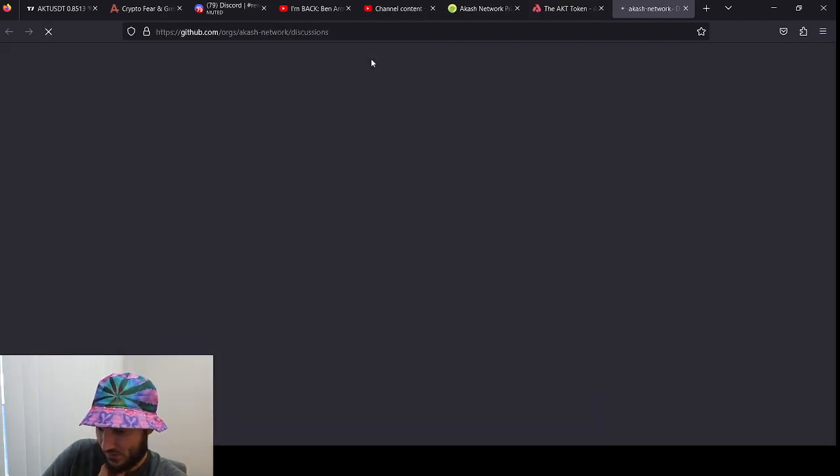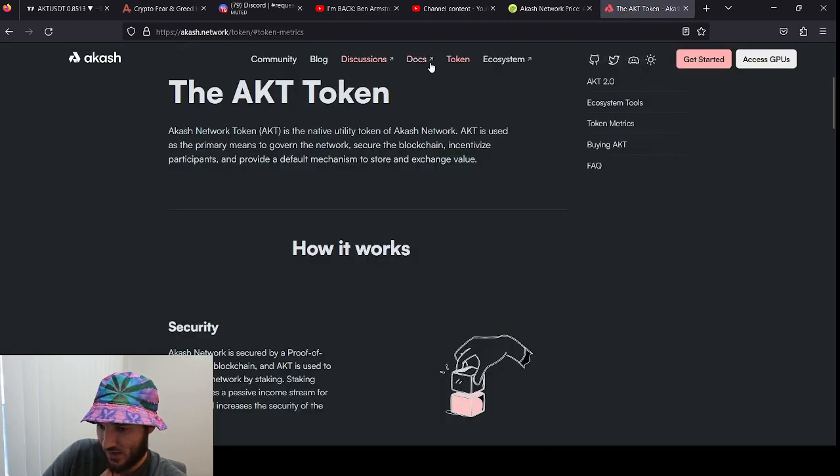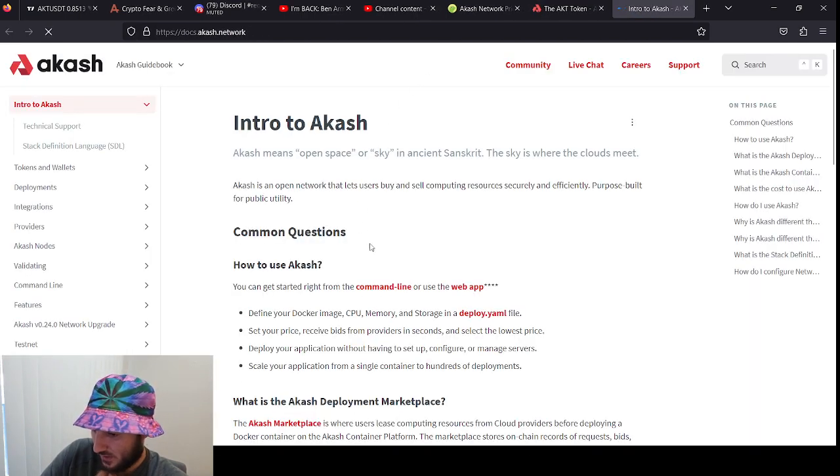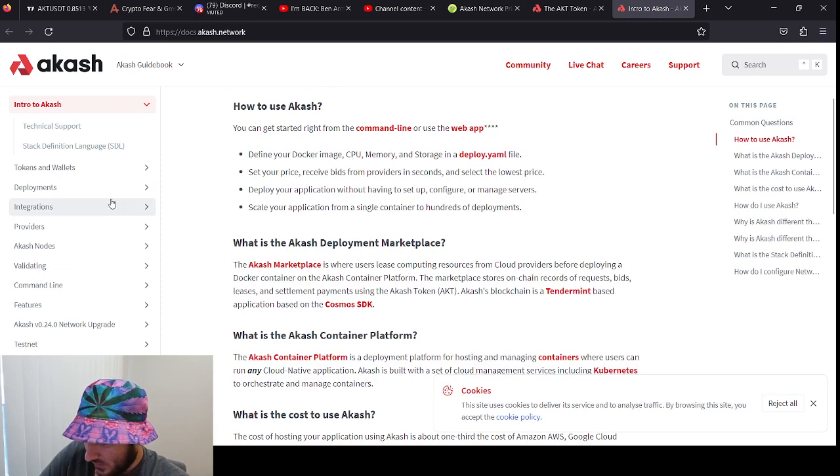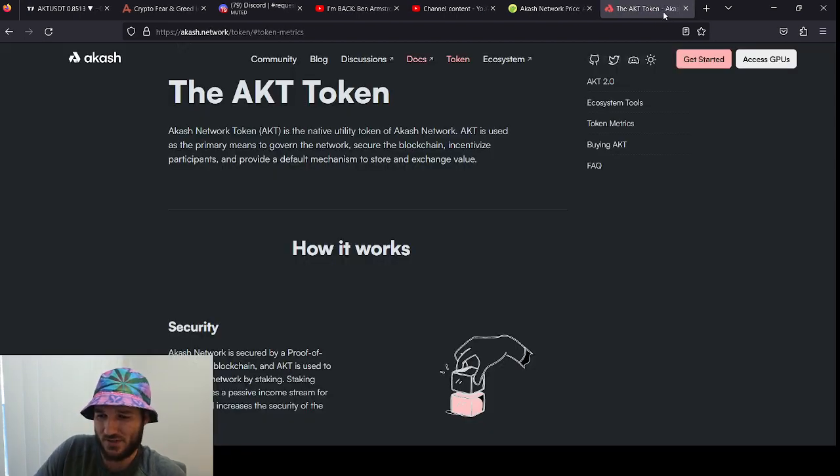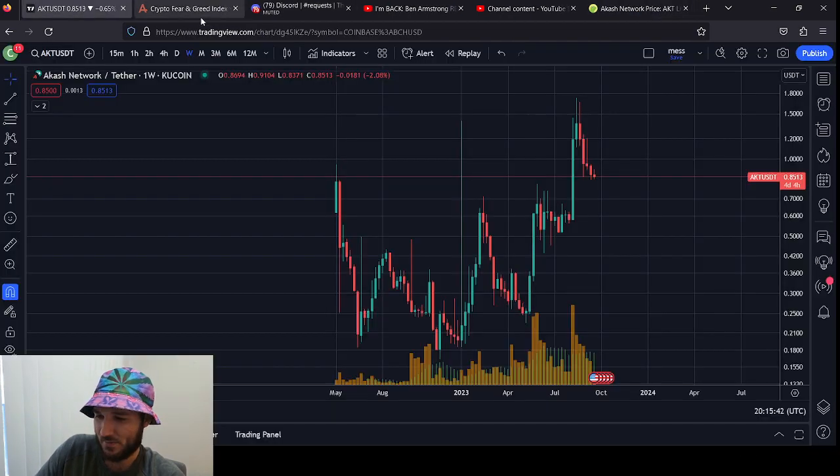Let's see, discussions. No, not discussions. I'm sorry, docs. Well, let's see, tokens and wallets, integrations, Akash nodes, validating, command line. I don't know. I don't like that. Can't really see the tokenomics, which is a bit of a concern to me. It's not like they just forgot to include the tokenomics. Why aren't you including the tokenomics? That's kind of a red flag in my opinion, but whatever.